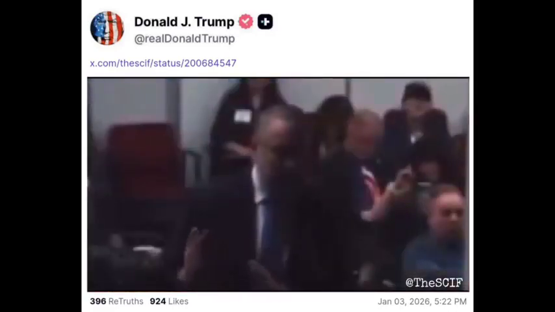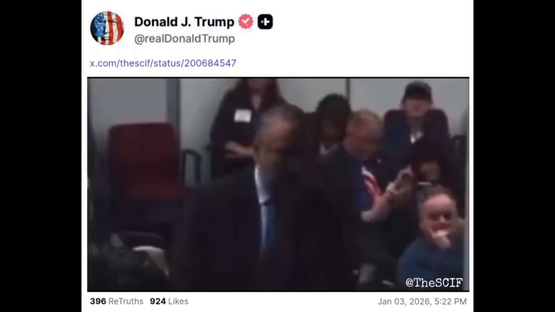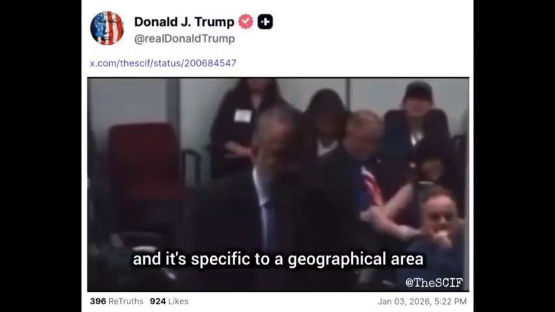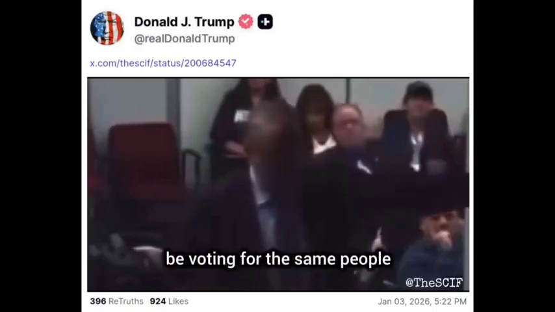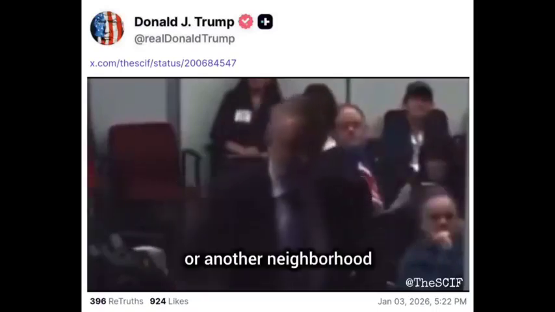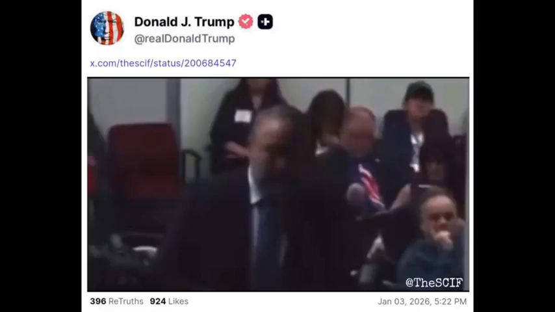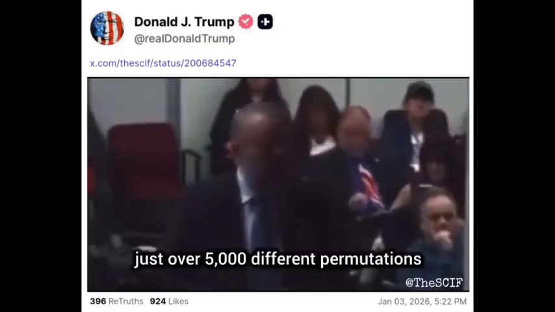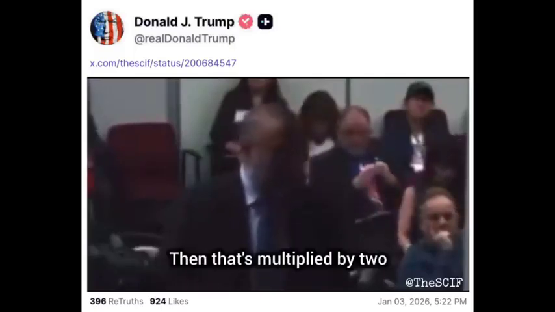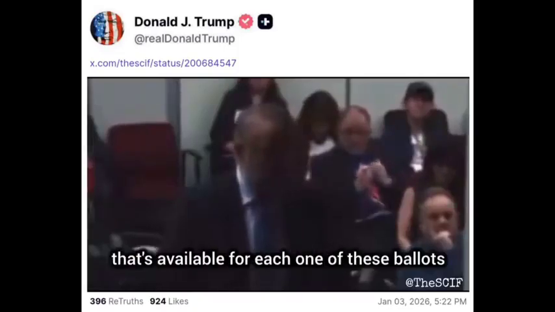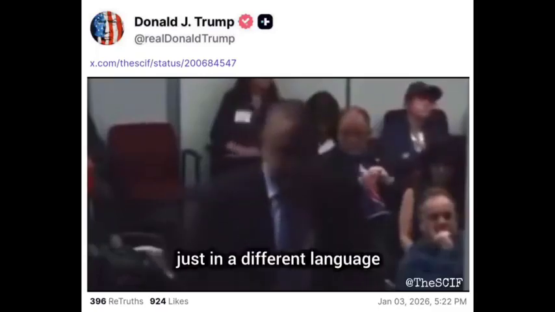So in other words, the election provider comes up with ballots, and it's specific to a geographical area, because the person that lives in this neighborhood might not be voting for the same people that live in another neighborhood. So here in Maricopa County, from memory, you had 5,012 or something like that, just over 5,000 different permutations and combinations to the ballots. Then that's multiplied by 2 because there's a Spanish version that's available for each one of these ballots, but it's the same ballot with the same people, just in a different language.